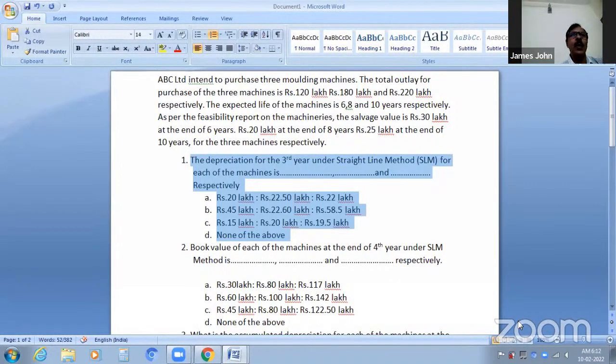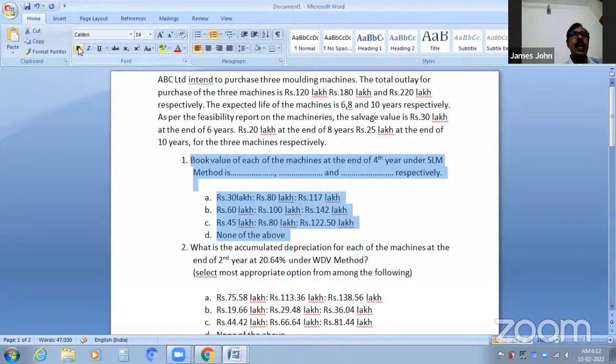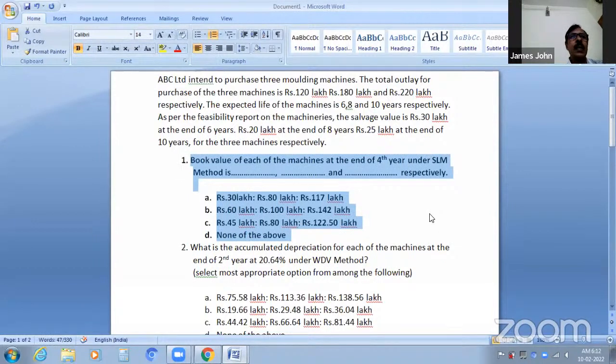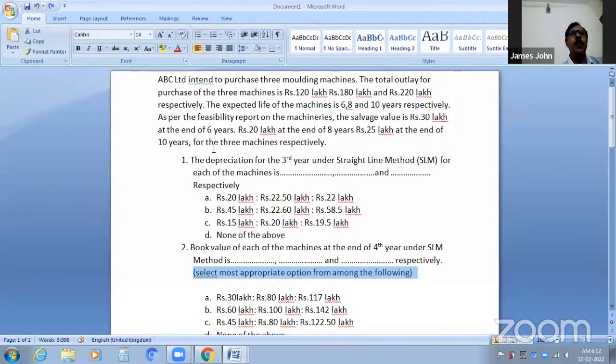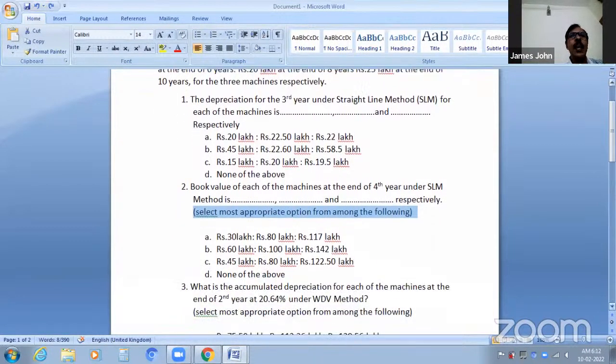Look at the second one, book value of each of the machinery at the end of 4th year. Look, here something is different. See, what is the book value? How do you calculate? This also you may get confused. See, the original cost of the first machinery is 120, and we have provided per year depreciation. How much? The answer is 15 lakh. Book value is asked at the end of 4th year.